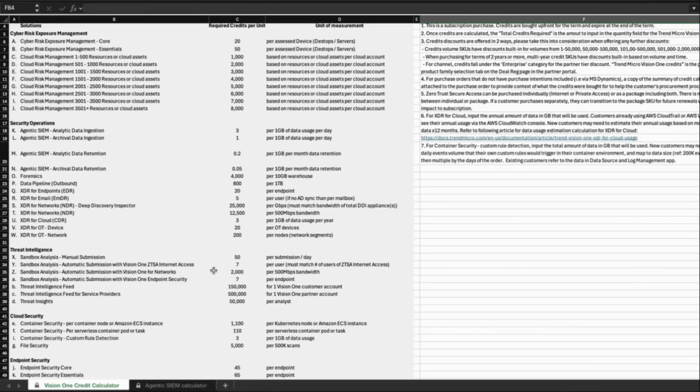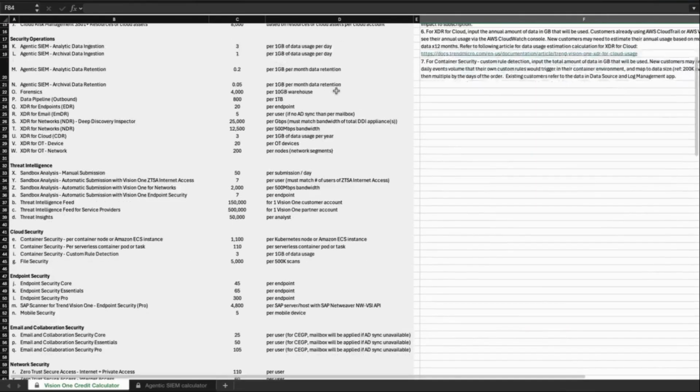The credit calculator is available in our price list. This is a standalone copy of the credit calculator. I encourage you to refer to the price list for anything that you don't see on the credit calculator. Because again, hardware, for example, is not a credit-based product. I can't credit-base something that's a physical device. You know what I mean? So that is what I want to make sure you understand. Just because it's not here doesn't mean we are not selling it. Just refer to the price list instead.